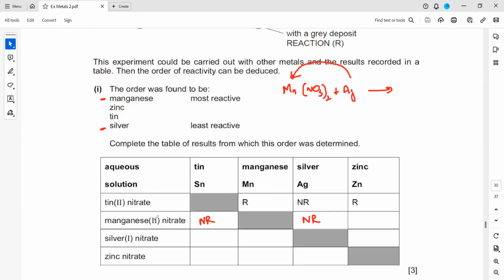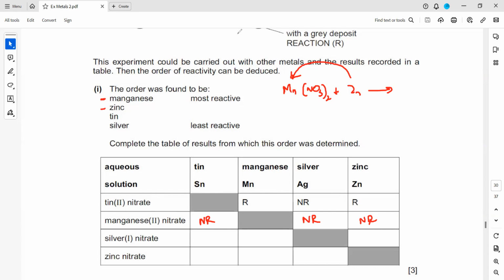And then we have manganese 2 nitrate and we are adding zinc, Zn. Can zinc displace manganese? Again, no reaction. Okay. So in all of these cases, there are no reactions because manganese is the most reactive in the given reactivity series of the four metals. That's why there is no reaction.